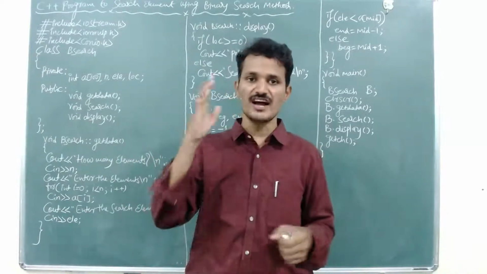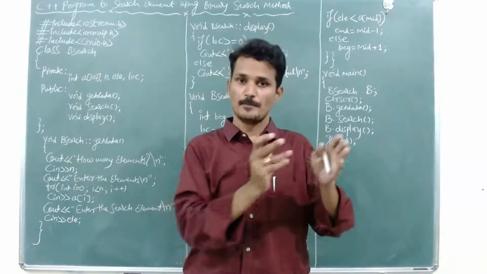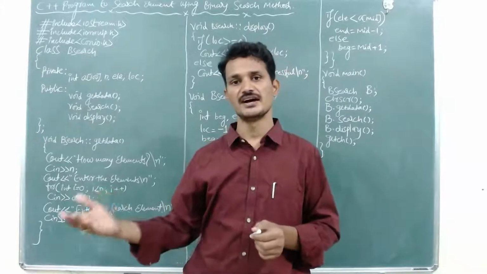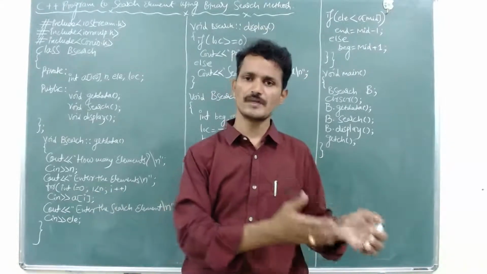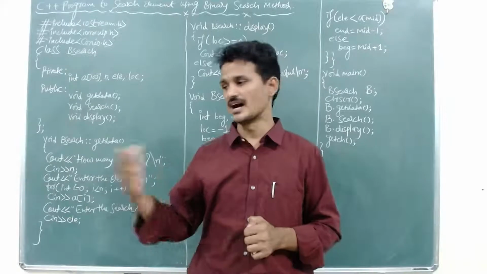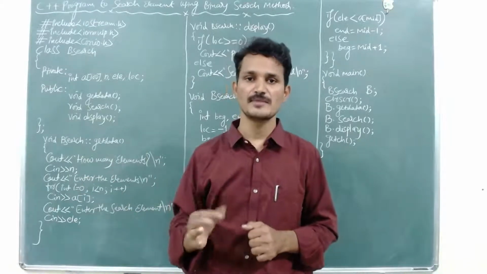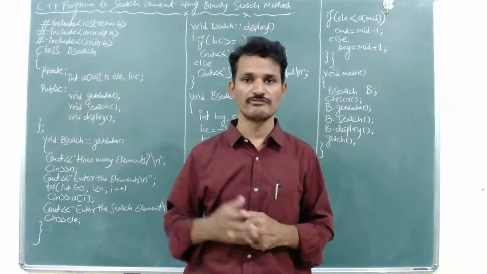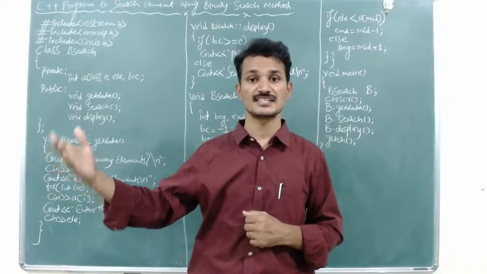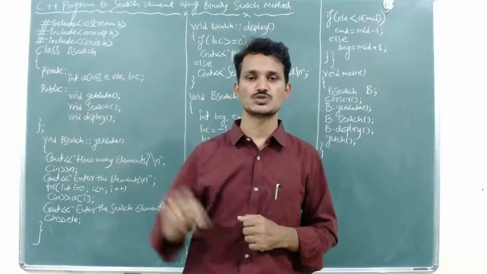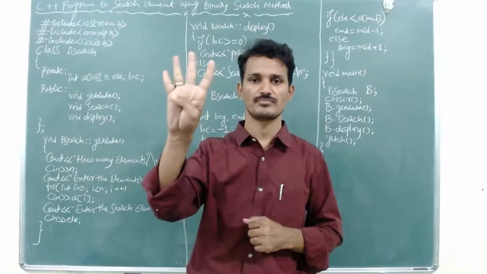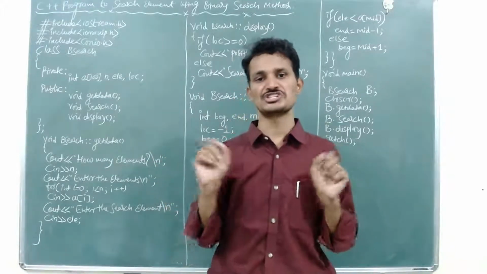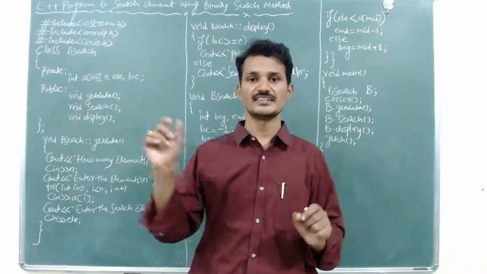It divides the whole array by knowing the positions of the lower element and the higher element. The lower element position will be 0 and the higher element position will be n minus 1. For example, if n is equal to 5, the last element's position will be n minus 1, that is 5 minus 1, which is 4. Like that, we identify the positions of the first element and the last element.